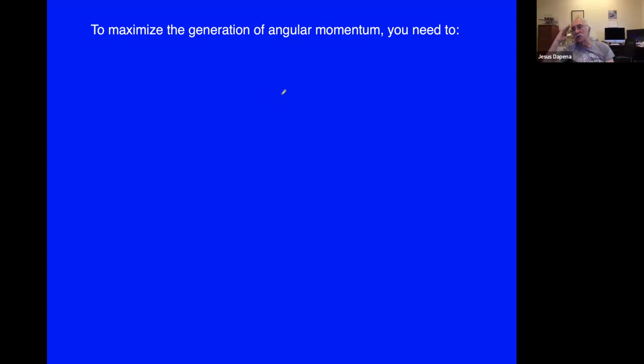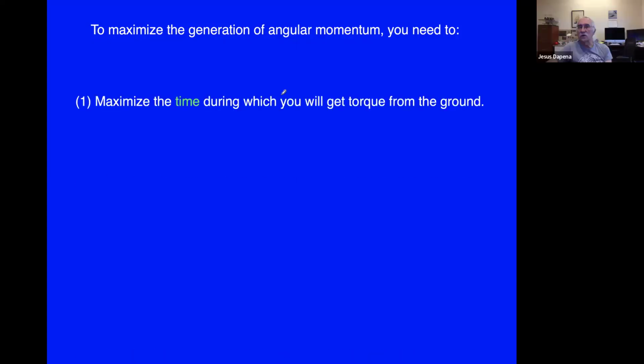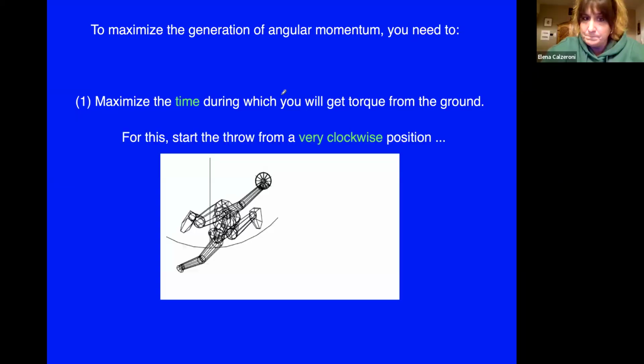Now, we saw that to get angular momentum, you need two factors. You need to get a torque, and you need to get that torque over a certain amount of time. So first, we're going to be looking at the time. How can you make the time be the longest possible while making a full effort? So to do this, you start the throw from a very clockwise position. So you go like this, and you go back to a very clockwise position, and then you start.